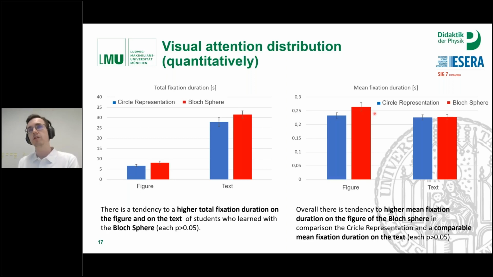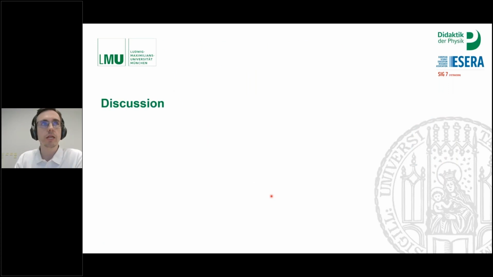That was our initial motivation, which I didn't mention today, to design a new representation. This circle representation was newly designed, and we tested it in comparison to a standard representation in quantum technology. And we see that, as we expected, the Bloch sphere appears to be more complex, and also needs a higher visual attention to probably extract information and understand the representation.